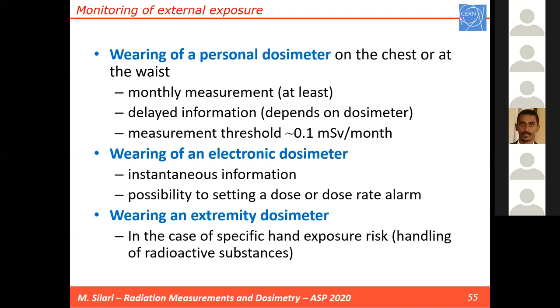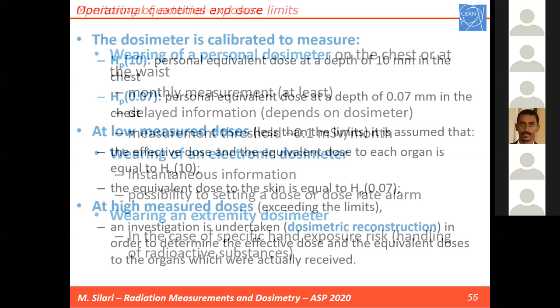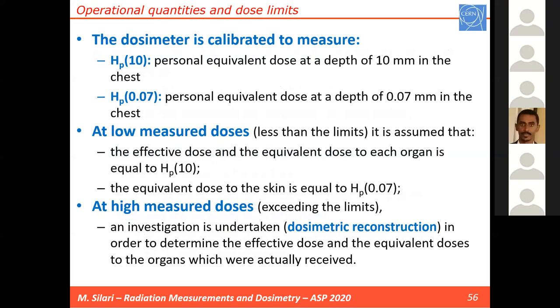And in case you have an intervention in which your hands can be exposed, for instance, to beta sources, then you have to wear a specifically designed dosimeter mounted on your fingers that will monitor your extremity dose. The personal dosimeter is calibrated to give an indication of the personal dose equivalent at 10 millimeters in the body, which is the setting for deeply penetrating radiation, or at 0.07 millimeter, which would be an indication of the skin dose.